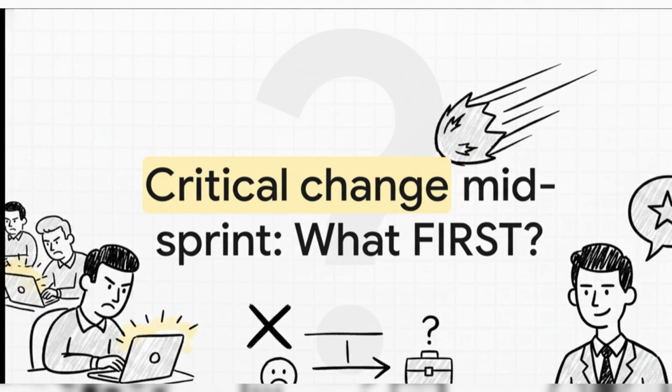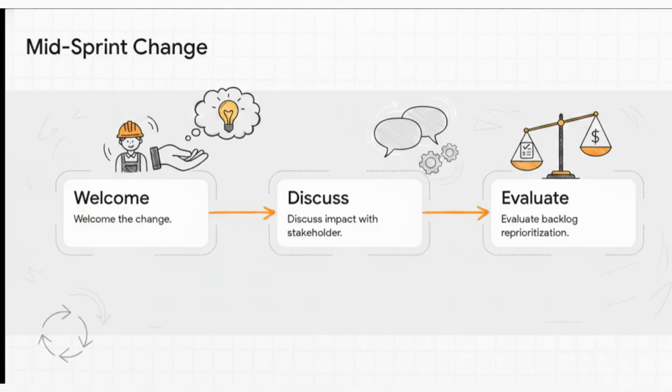Do you just reject it? Do you drop everything else and build it? The actual Agile response here is structured, and it's highly collaborative. We don't just immediately add it, and we don't flatly reject it either. First, we welcome the change in principle. Then, we sit down and discuss the actual impact with the stakeholder. And finally, we evaluate the backlog reprioritization collaboratively. Basically, we figure out the real value and the cost together, as a team.